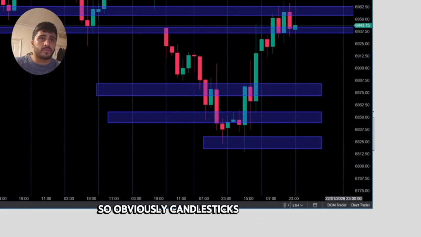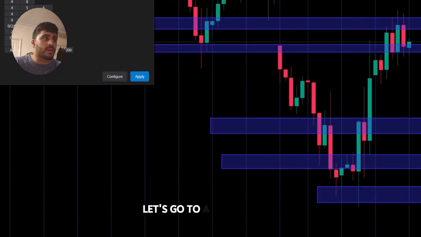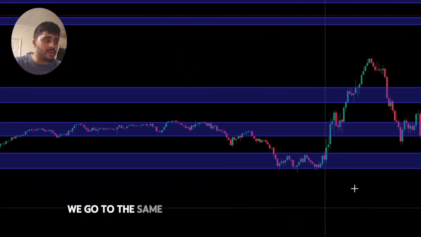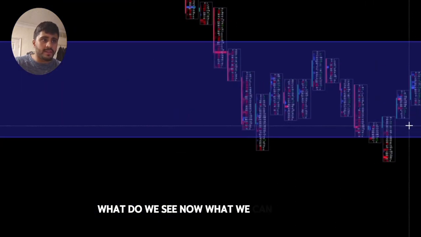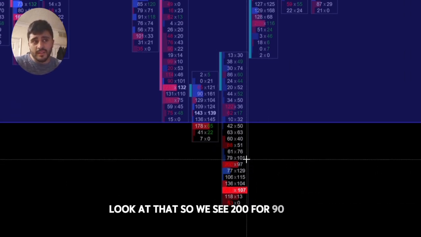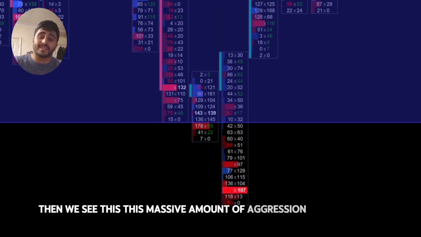Obviously candlesticks don't tell you much, but when we dive into it specifically, let's go to a 5-minute chart. When we go to the 5-minute chart, we go to the same sort of area, that same 4-hour low. What do we see? Especially the low down here, what do we see that validates this? Well, we see this huge red delta. In fact, it's such a big red delta that it's even hard to read the number. Look at that. We see 200 for 97, 178 for 65. Then we see this massive amount of aggression, selling aggression.